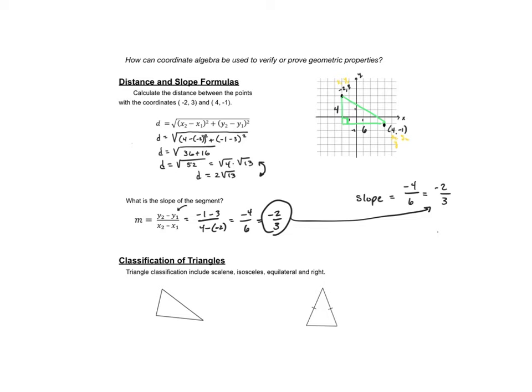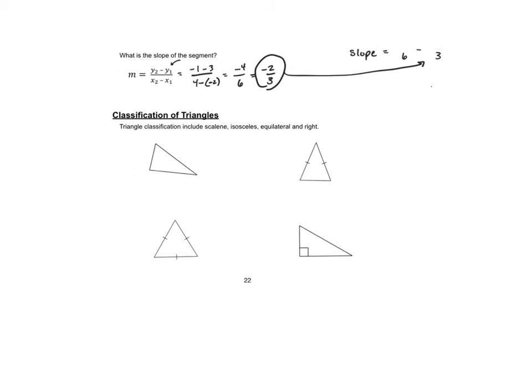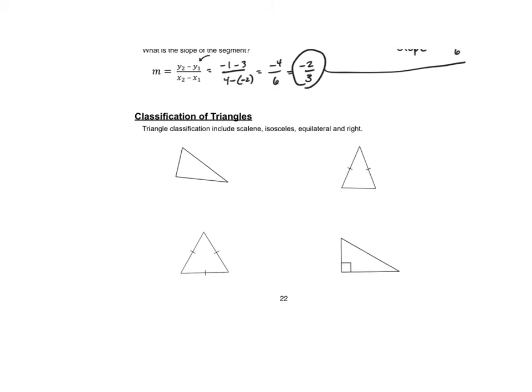And moving on, let's talk about the classification of these different shapes so that we can identify them on the coordinate plane. So we have the classification of triangles here. They include scalene, isosceles, equilateral, and right. Here we have a triangle with a right angle, so we know that that is going to be our right triangle. In this triangle, our legs are the same, so this is our isosceles triangle.